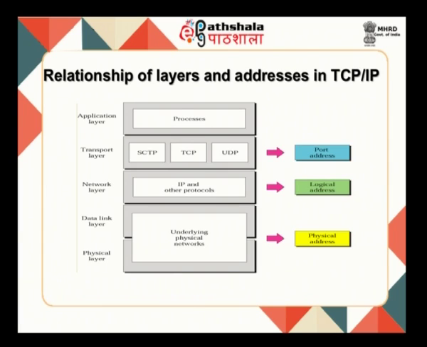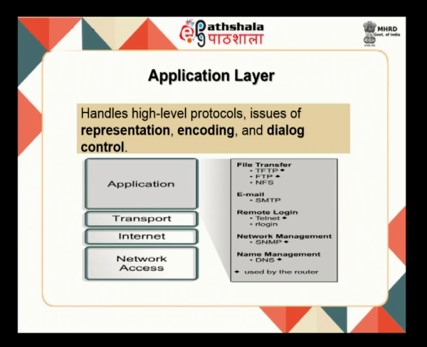And we can see the relationship of layers and addresses in TCP/IP. In the transport layer, the communication happens through the port address. In the network layer, the communication happens through a logical address, called an IP address, and in the data link layer, the communication happens through a physical address. So, for a communication to happen, we need all 3: the port address, the logical address and the physical address. So, let us see about the application layer.